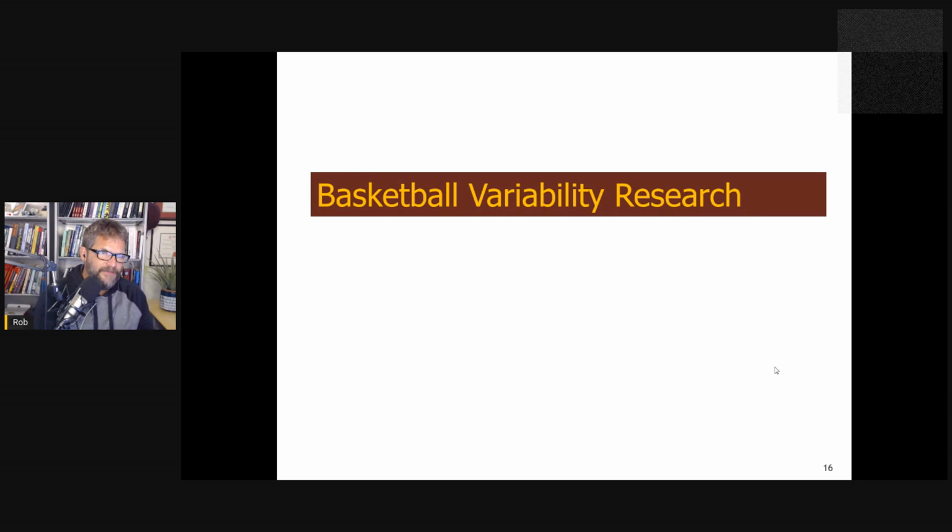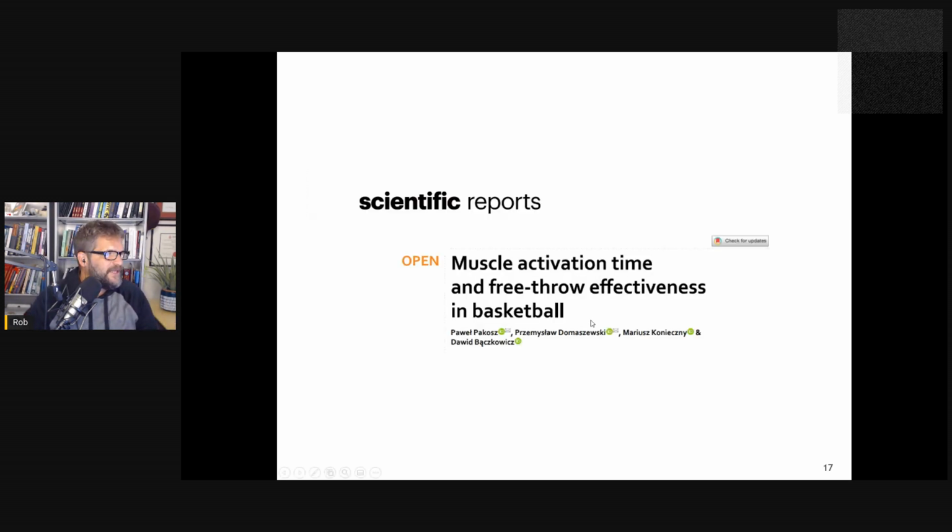Do we want a repeatable shot technique, or do we want an adaptable shot technique where we can adapt to the constraints and things like that? What's the role of variability in practice and how to get there? I'm going to talk about that as we go. So let's start by looking at the role of variability.